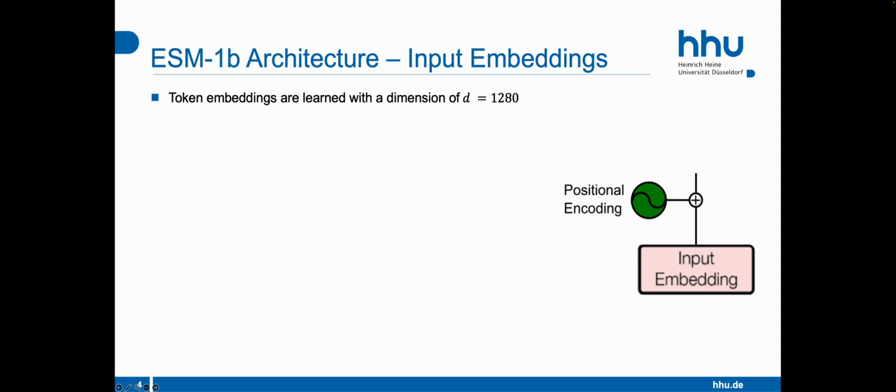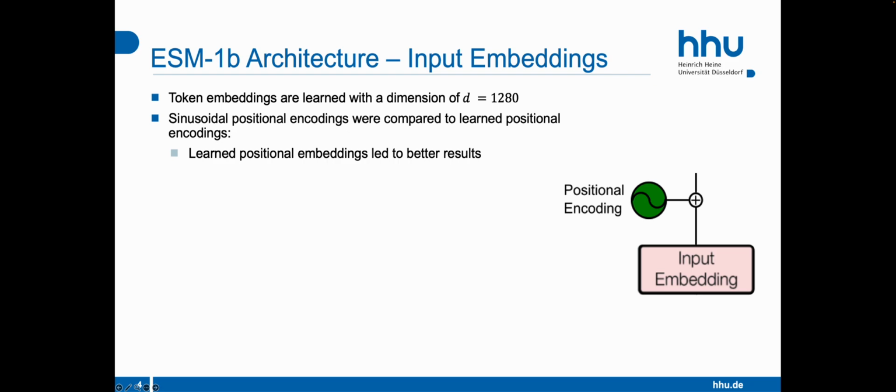Let's have a look at how the ESM-1b model handles the positional encoding and the token embeddings. In contrast to what we have considered so far, the ESM-1b model uses learned embeddings for all possible amino acids or tokens. These embeddings have dimension of 1280, which is also the dimension of all token representations in the model. This is the variable that we named d on the previous slides.